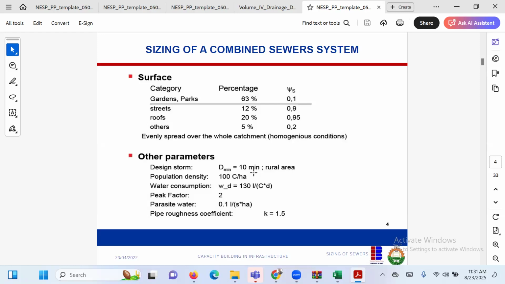So assuming, if 1 hectare is 10,000 square meters, and you divide it into 10 square meters, they're telling you they're expecting 10 people per plot. If you look at it, that's what it means.